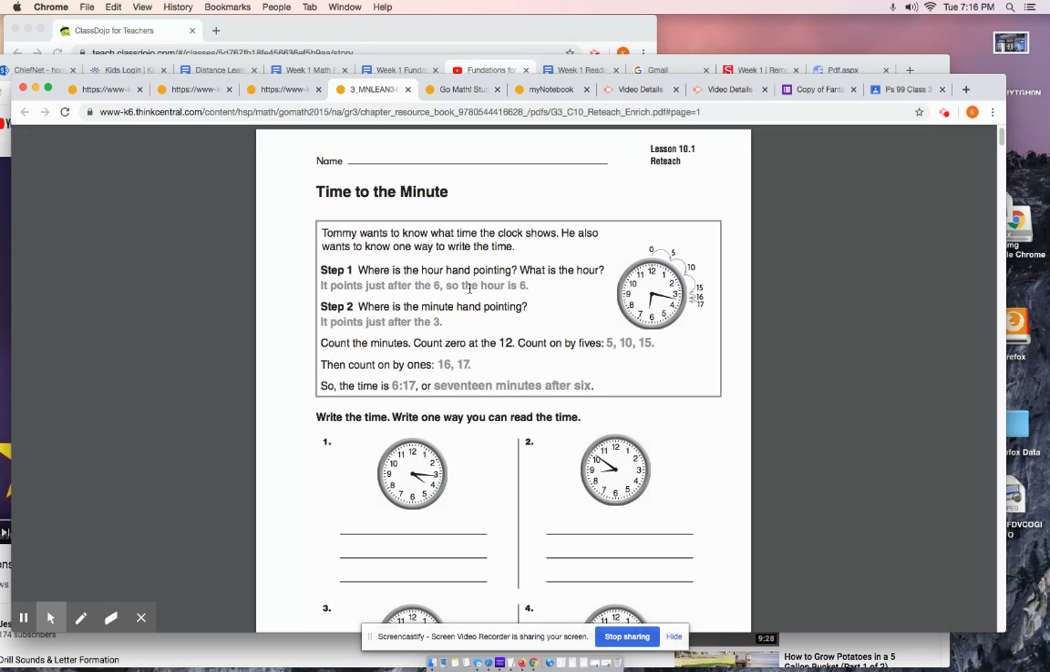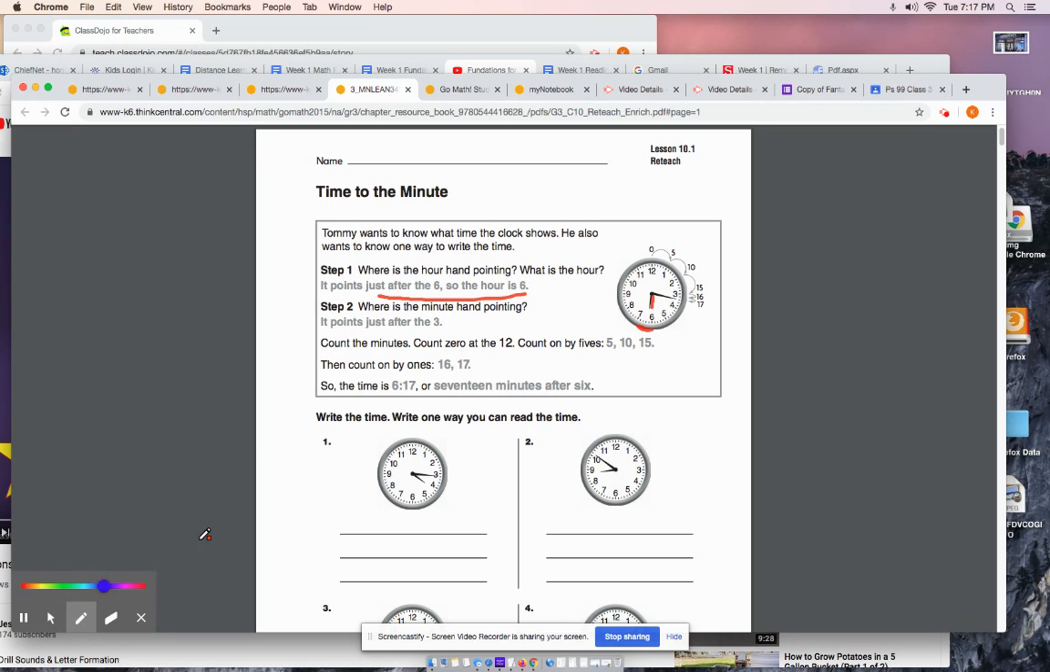Remember, when I'm looking for the hour hand, my hour hand is the shortest hand on the clock. So if I look at mine here, the hour hand is the shortest hand. Whenever the hand is facing in between two numbers, if it didn't reach that number here, 7, it is still 6 o'clock. Okay, so I know it's 6 o'clock.